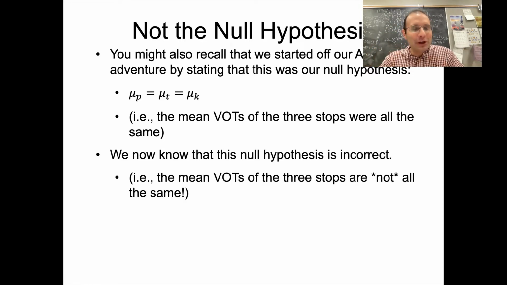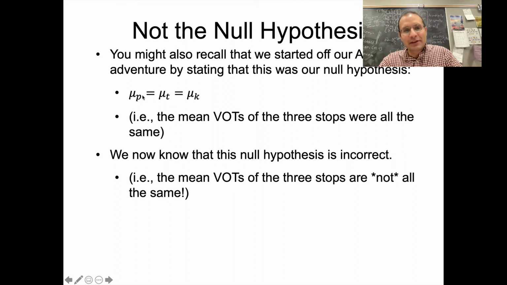We know now, based on the results of that one-way ANOVA, that that null hypothesis is incorrect. We're no longer going to accept that. We'll reject it, but by rejecting an equation that looks like this, we don't know exactly what we're accepting that's different from that. So we know that the mean VOTs of the three stops are not all the same, but maybe some of these might be the same and maybe some of them might be different. It's not clear. If it was just one equation where it was like mu of p equals mu of t, and we say we're going to reject that, we know that the mu of p, or average value of VOT for p, is different from the average value of VOT for t.